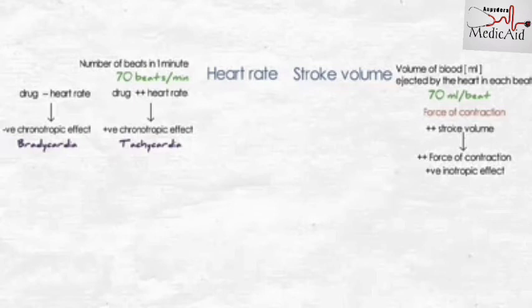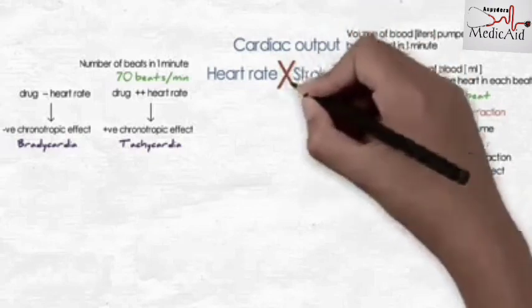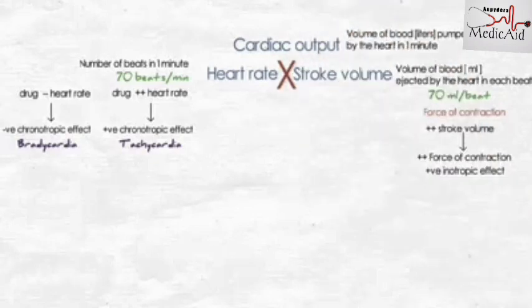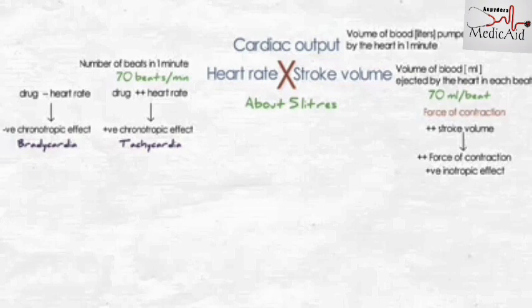The third definition is the cardiac output. It is the volume of blood, in liters, pumped by the heart in 1 minute. It depends on 2 variables, the heart rate and the stroke volume. By multiplying both variables we can get the cardiac output, which equals about 5 liters. Cardiac output is connected to blood pressure, and that's what we'll figure out in the upcoming lectures.